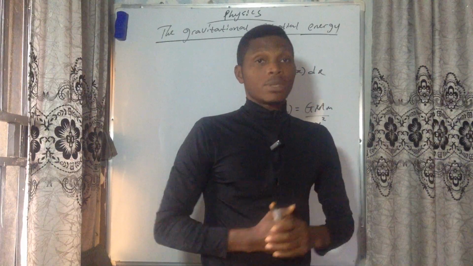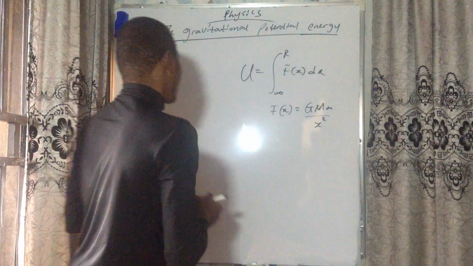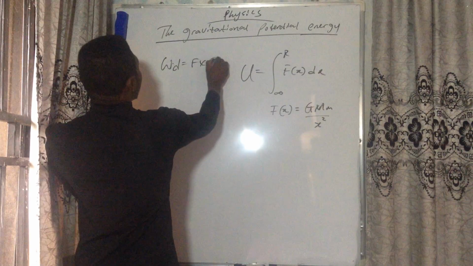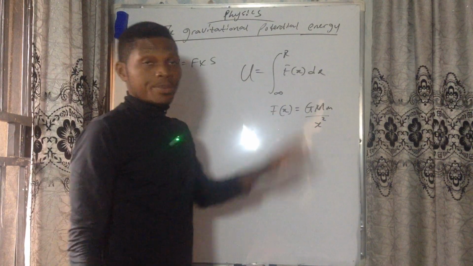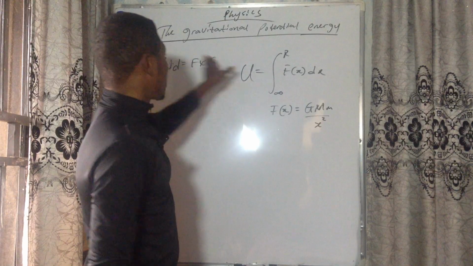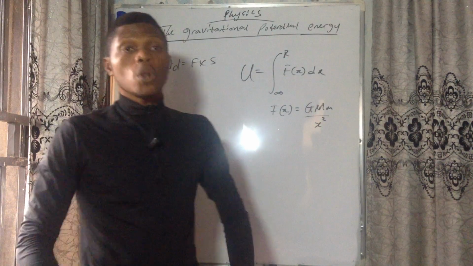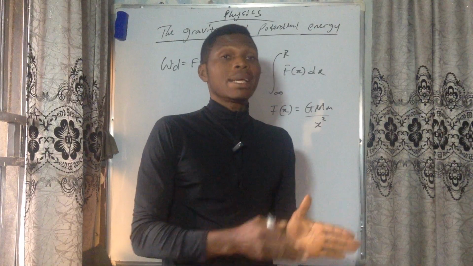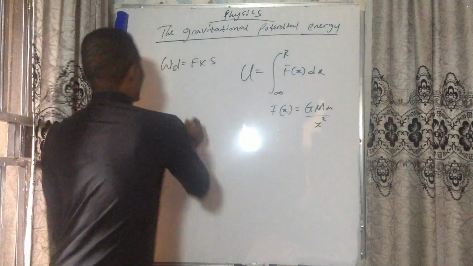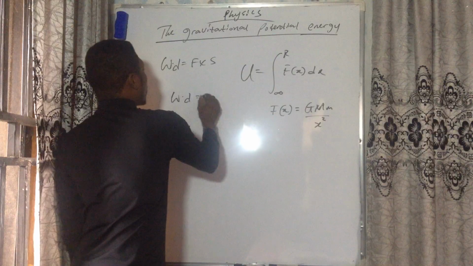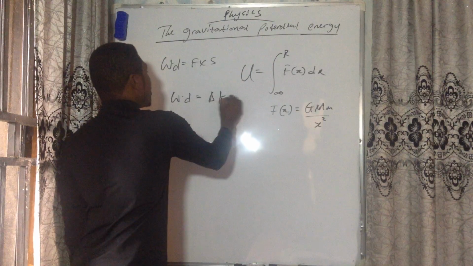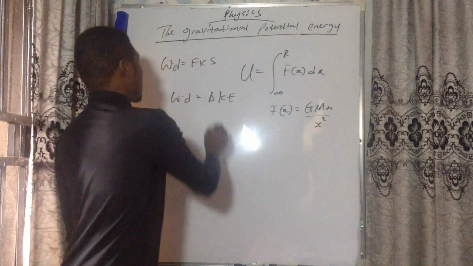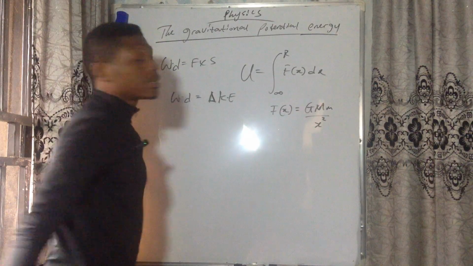Now, potential energy is defined as the work done. Let us emphasize on that. Work done is equal to force times distance. This is the mathematical expression for work done. Now, this work done can also be defined as a change in kinetic energy. So work done is equal to delta, the change in kinetic energy.